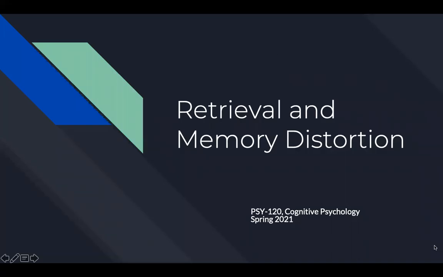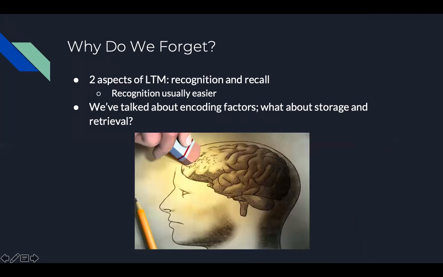Today's lecture is going to be about the first half of the chapter about retrieval and memory distortion. So let's talk about the ideas behind why we forget as well as how. And so there are two avenues that we have for studying and thinking about long-term memory. So we have recognition and we have recall.